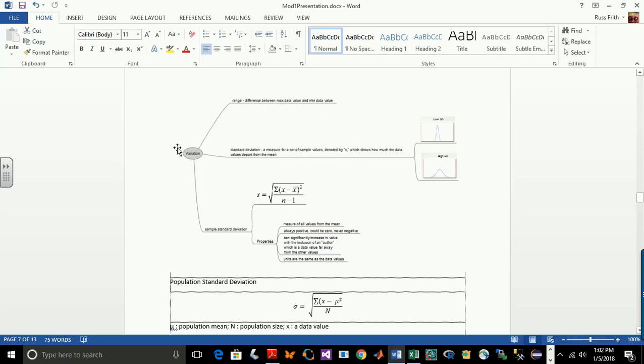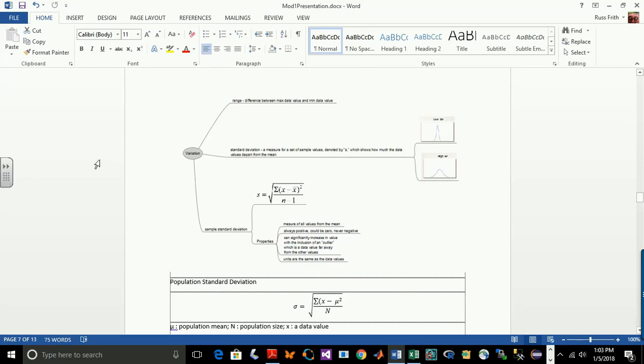A more specific or concise measure of variation is called the standard deviation. The standard deviation is a measure for a set of sample values. Note sample values, not population. It's denoted by the lowercase letter s, which shows how much the data values depart from the mean.